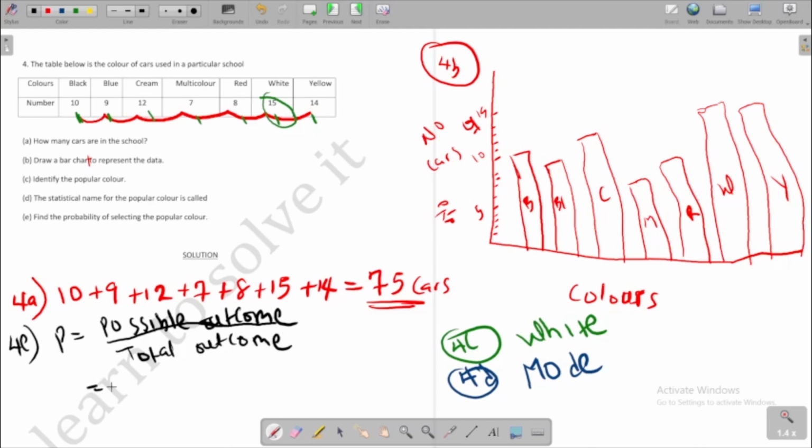As seen on the screen, we have 15 white cars here, and the total number of cars is the total outcome, that is 75. So the probability of selecting the popular color, if you take a car from the cars, is 15 over 75. Dividing 15 by 15 gives 1, and 75 by 15 gives 5. So the answer is 1 over 5. So that's the solution to the BECE 2018 examination theory section.